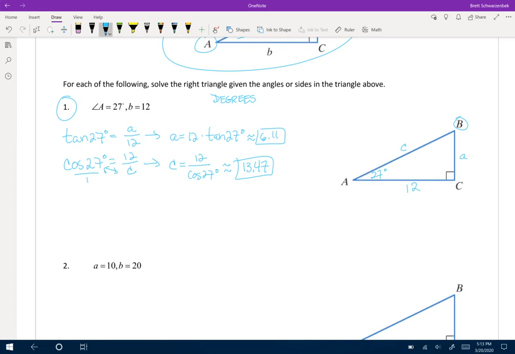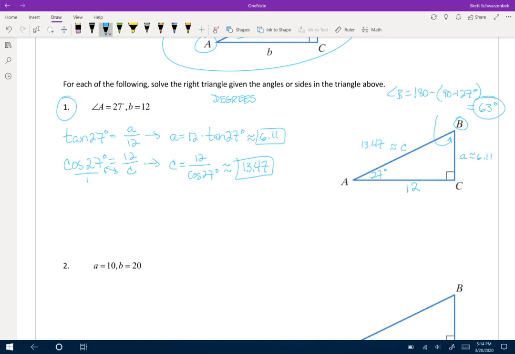If you look at the picture, basically you can sort of summarize. You can say, all right, so we got 6.11 over here. We got 13.47 over here. So the only thing that's missing is this angle B, but angle B should be pretty straightforward. Angle B is basically just going to be, you have your full 180 degrees in a triangle, and you want to subtract the sum of the two angles that are there, and that's going to give us 63 degrees for angle B. Okay, so these are the missing parts.